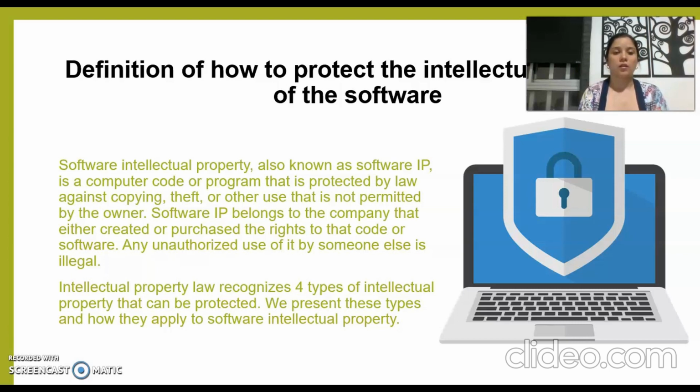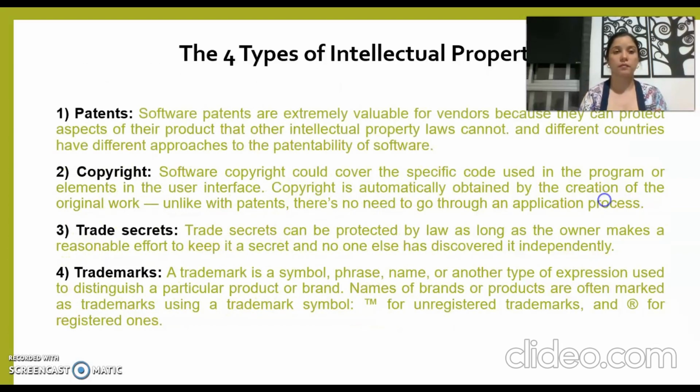Intellectual property law recognizes four types of intellectual property that can be protected, and they apply to software intellectual property. The four types of intellectual property. One, patents. Software patents are extremely valuable for vendors because they can protect aspects of the product that other intellectual property laws cannot. And different countries have different approaches to the patenting of software.